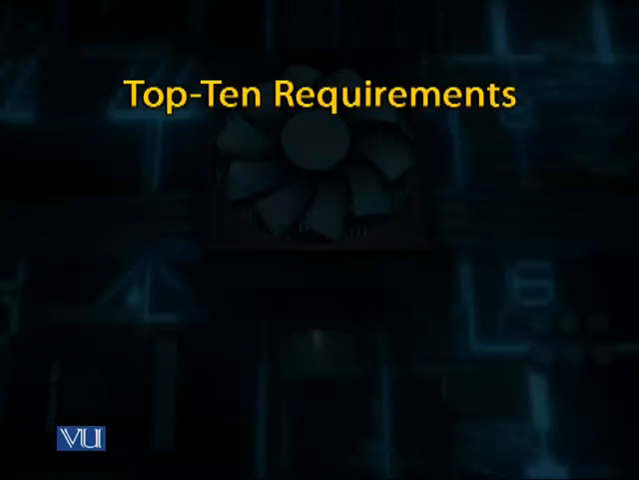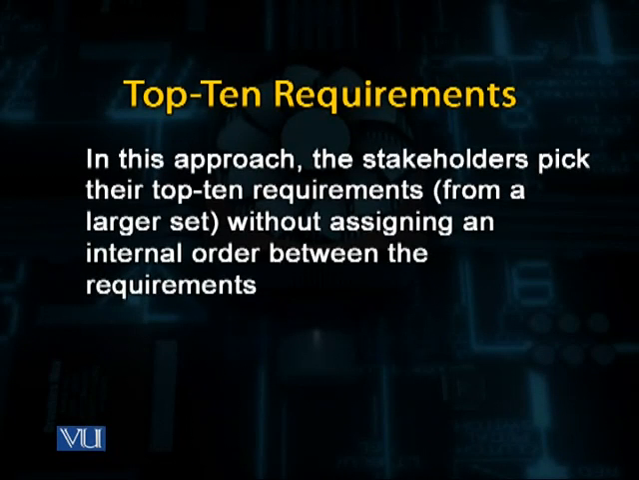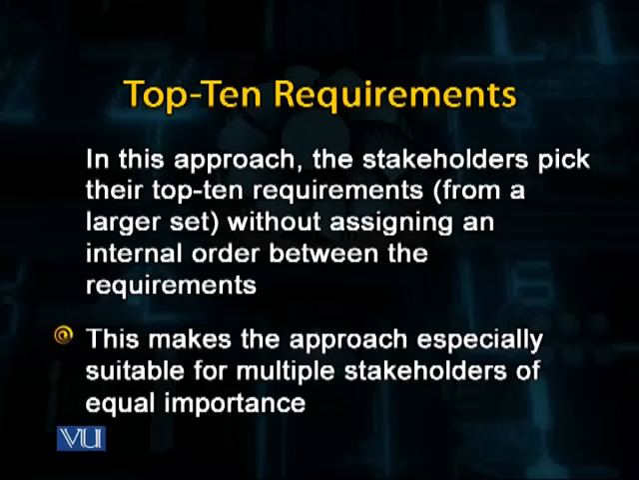اسی طرح ایک اور بڑی انٹرسٹنگ ٹیکنیک ہے ٹاپ 10 requirements. In this approach, the stakeholders pick their top 10 favorites from a larger set without assigning an internal order within those requirements. یعنی کہ ہر stakeholder اپنے لحاظ سے 10 most important requirements کا ایک پول بنا دیتا ہے. This makes یعنی کہ یہ جو top 10 requirements prioritization technique ہے is useful if you have stakeholders of equal importance. اور وہ اپنی اپنی سمجھ اور اپنی اپنی انڈرسٹینڈنگ کے مطابق ایک پول پرووائڈ کر دیتے ہیں.